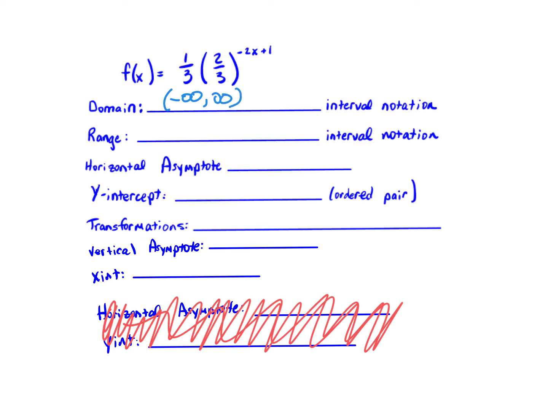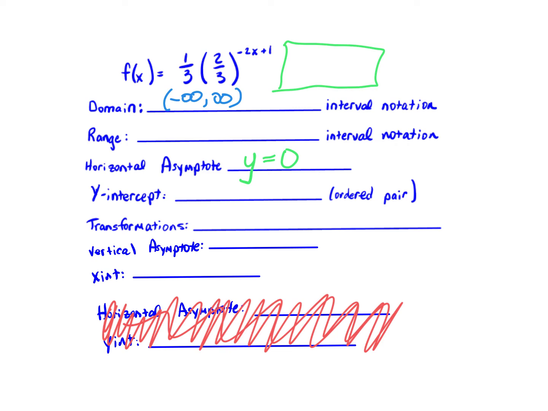All right, let's talk about the horizontal asymptote. Horizontal asymptotes, that line that your function is going to get really, really, really close to, but not touch. Your horizontal asymptote is whatever is being added or subtracted to your function. Is there anything there? No. So your horizontal asymptote is at y equals 0. Y equals, don't just put 0.